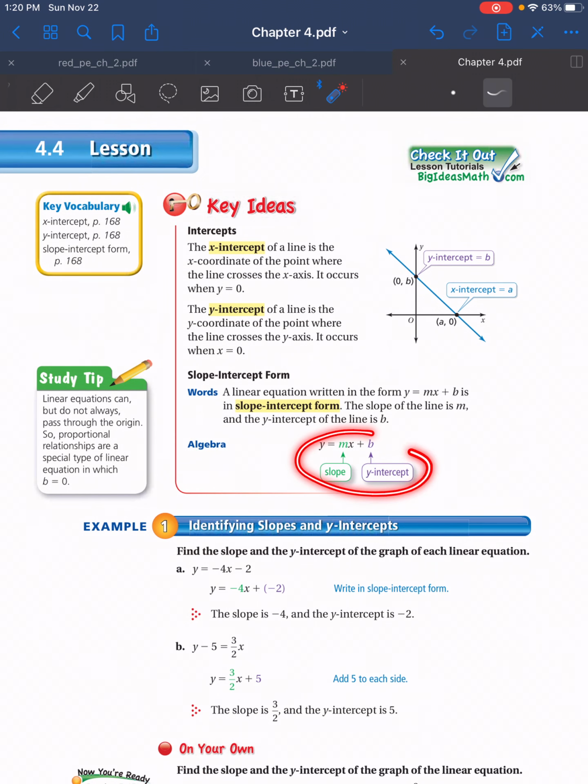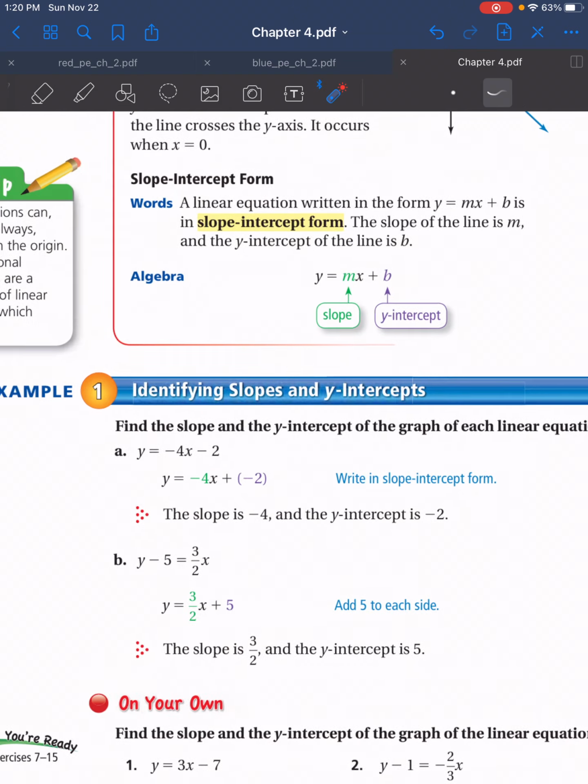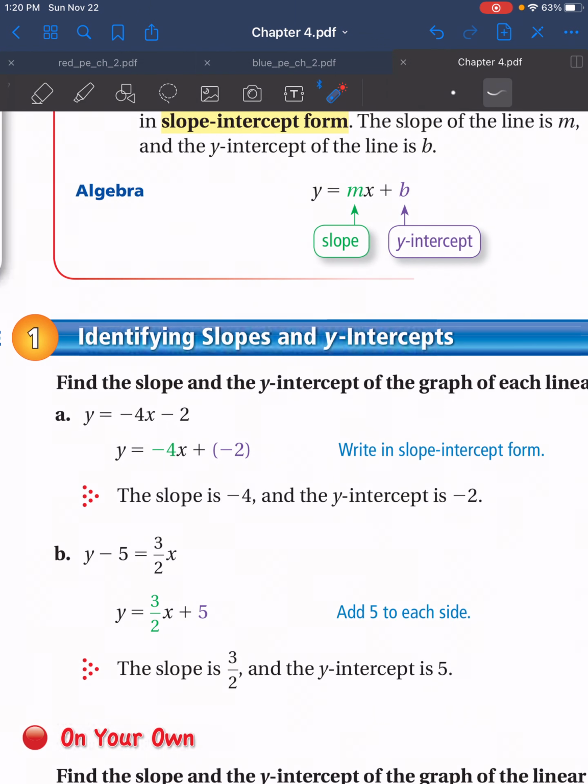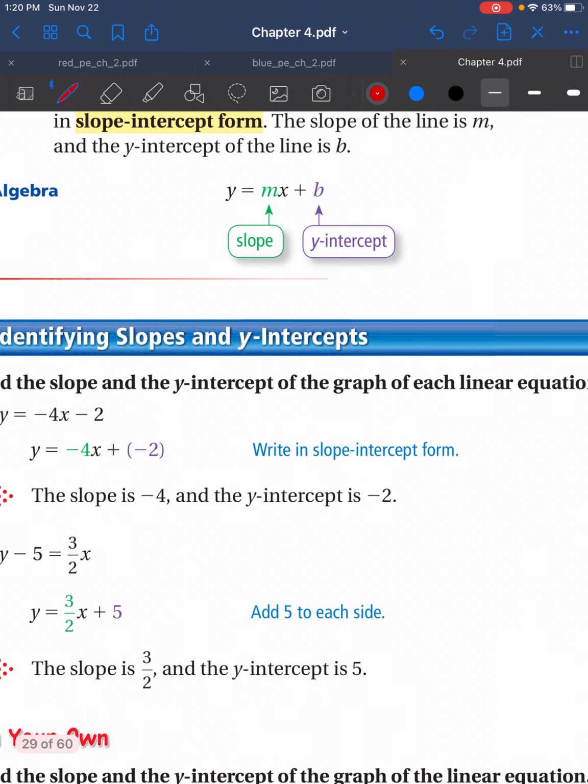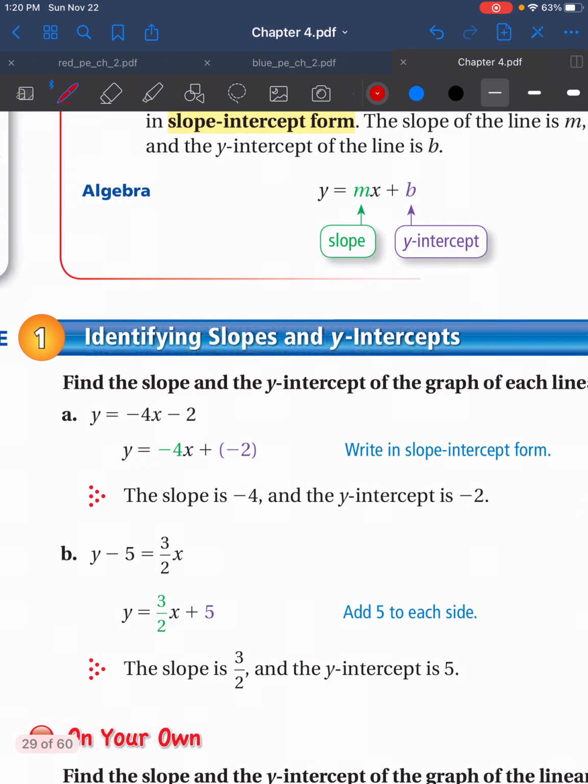Alright, we all know this equation. If you do not have this equation memorized, you need to memorize it. Y equals mx plus b. Okay, let's do number 1 in your notes together. Find the slope and the y-intercept of the graph of each linear equation. So they're not asking us to graph it yet. They're just asking us to find the slope and the y-intercept, just like what we did before.